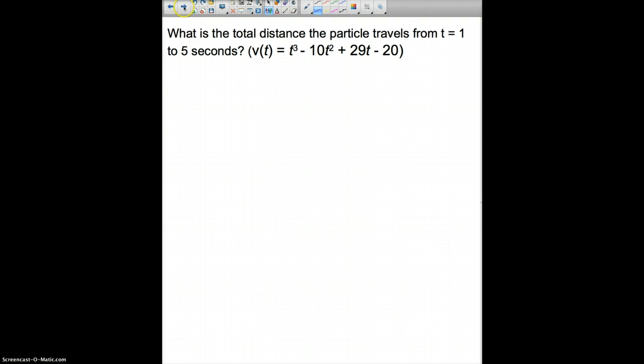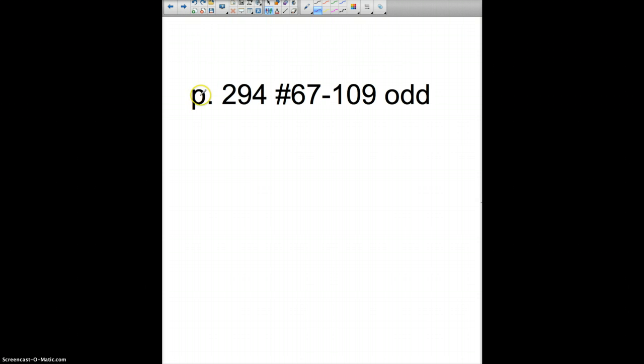Oh, this was the page I was going to do the work on. There we go. So your homework is page 294, 67 through 109 odd. Remember that in order to integrate, the function has to be continuous from the lower bound to the upper bound. Just remember that for the true false at the end here. All right?